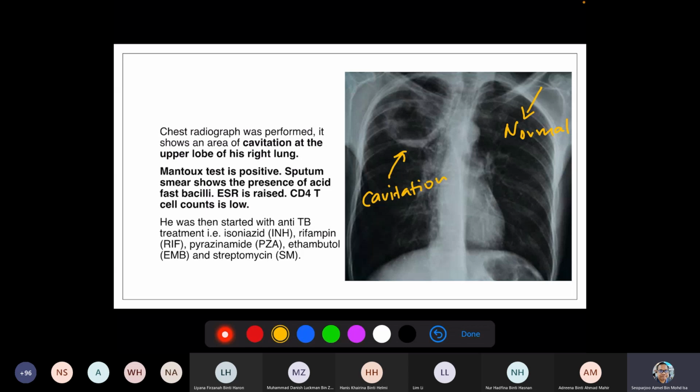All right. Two tests were performed and they are positive: sputum smear shows the presence of acid-fast bacilli, ESR is raised, and CD4 T cell count is low. So all of these are the investigations related to this patient. He was then started on anti-TB treatment, which is isoniazid, rifampicin, pyrazinamide, ethambutol, and also streptomycin. So this is the scenario that you might encounter in your practice afterwards when you see a case of TB, and including this scenario, I have already given you the risk factor for a person to contract TB. All right, on to our lecture.